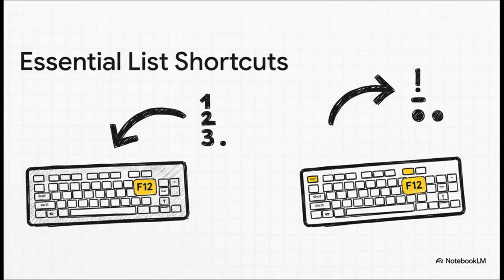And I've got the shortcuts for you to make this even faster. To fire up a numbered list, just tap F12. For a bulleted list, hold down Shift and press F12. Once you get these 2 into your muscle memory, you can structure your thoughts in real time without ever having to reach for the mouse.